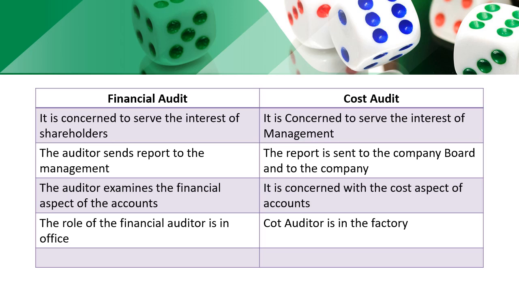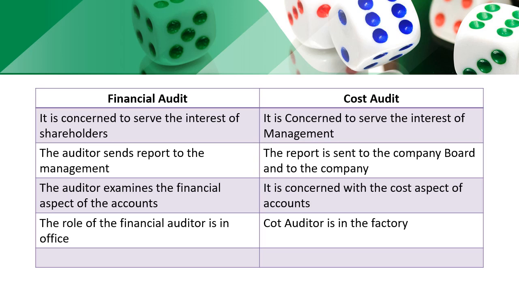Here are some more points of distinction. Under financial audit, it is concerned to serve the interest of shareholders. The prime and most important function of any kind of financial audit is to serve the shareholders, because shareholders are the true owners of the company. But that is not the case with cost audit. Why? Because it is concerned to serve the interest of management.